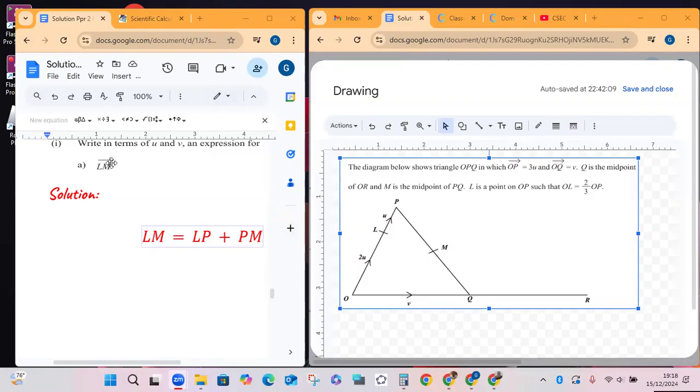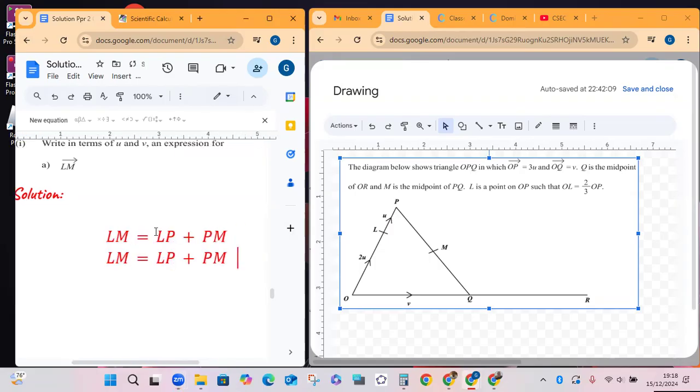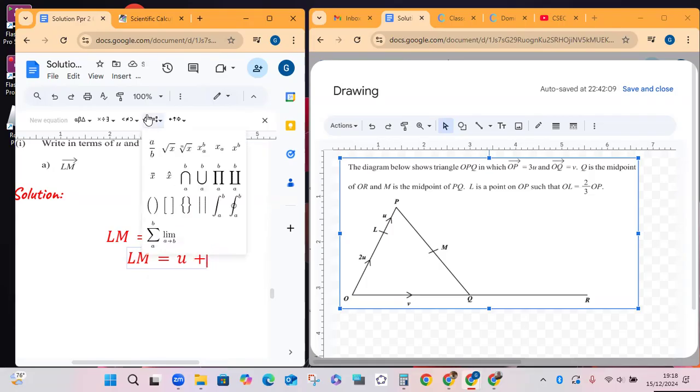Can't seem to find the arrow. I can't seem to put the arrow on top of the letters to signify vectors, but that's not a problem. You'll not lose marks because your final answer has to be in terms of u and v. Now, LP is u. Okay, so we can replace LP with the letter u. So we are almost there already. So it has to be a small u. Now PM, there isn't any letter, but we know PM is half of PQ. Okay, so we can replace PM with half of PQ.